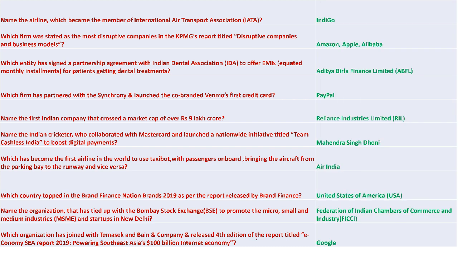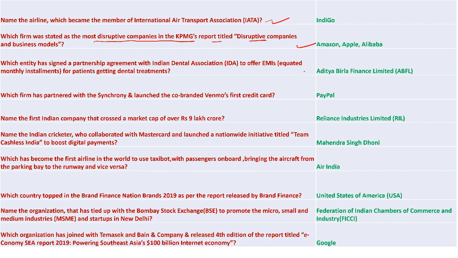Okay, here are your answers. Indigo is the airline which has become the member of IATA now. Amazon, Apple and Alibaba were termed the most disruptive companies in the KPMG report titled Disruptive Companies and Business Model.